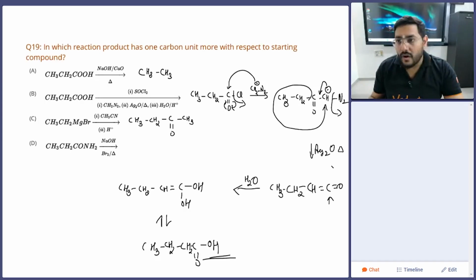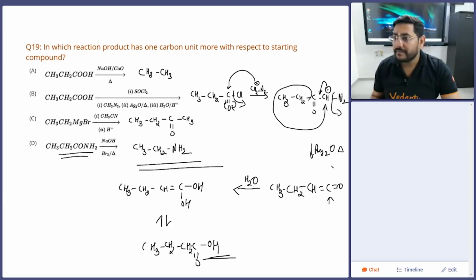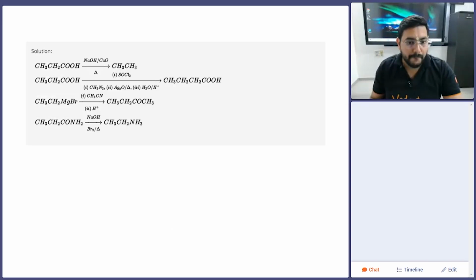Now on this amide, what will happen on reaction with NaOH and Br2? We are going to get CH3CH2NH2. This is the Hofmann bromamide degradation. Is this part clear to you guys? Come on, everyone. So the right answer for this question is B.